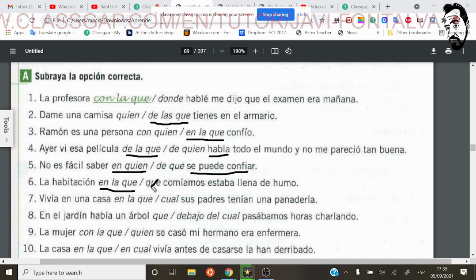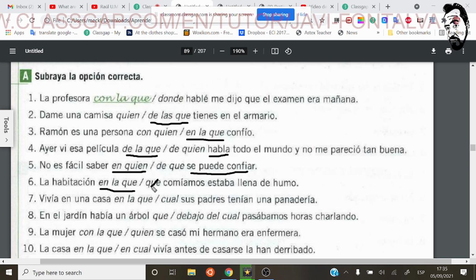Okay, 11. El gimnasio al que iba el año pasado ha cerrado por reformas. Because this is a gymnasium, it can't be quien. Exactly. Reforma means work, when you talk about work on a house, or doing something up, so we call it reformas. So the gym I went to last year has closed for renovation.